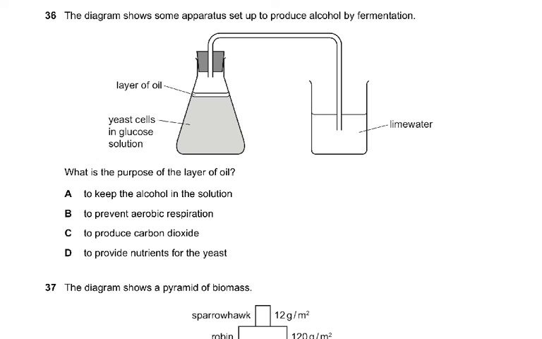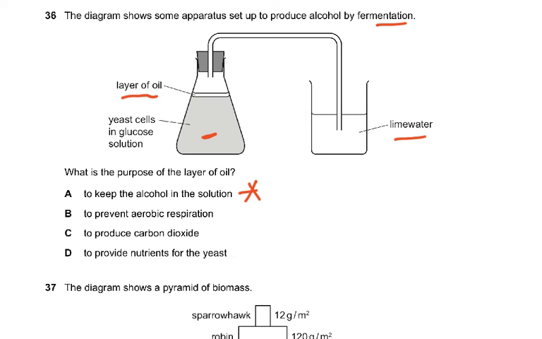The diagram shows apparatus set up to produce alcohol by fermentation. We have yeast cells in glucose solution here, and then we have a layer of oil, and then we have lime water, where all this is going to go and is going to enter the bubble, the air into that, or whatever gas is being produced. What is the purpose of the layer of oil? To keep the alcohol in the solution? No. To prevent aerobic respiration.